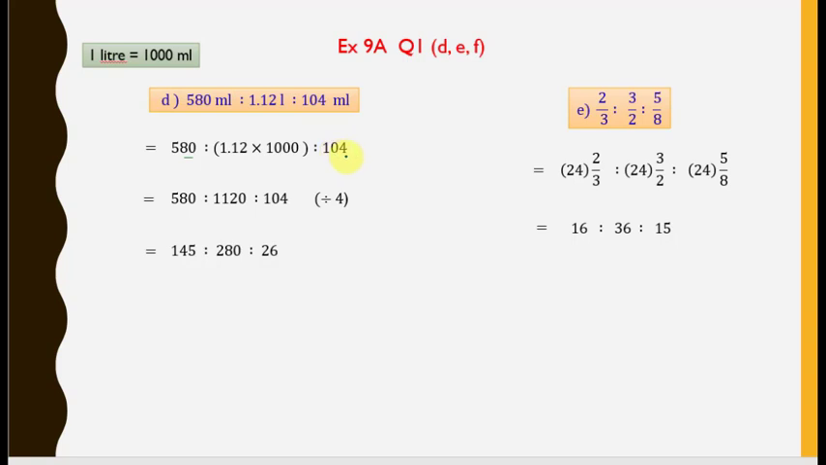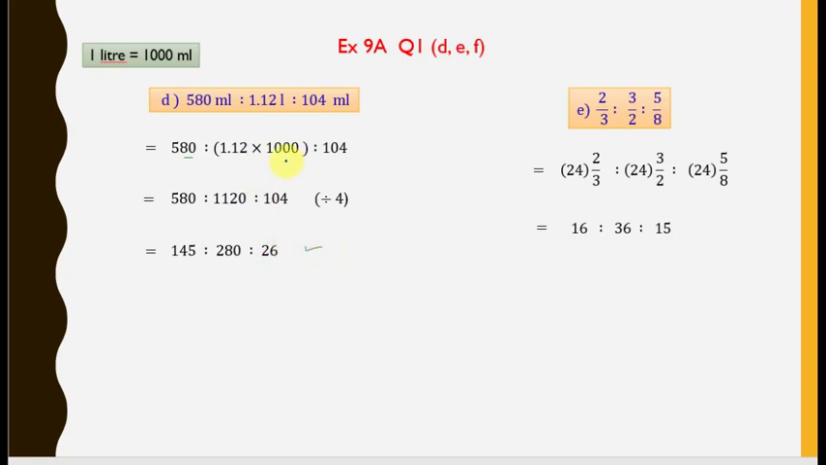Then 104 milliliter. When you multiply 1.12 by 1000, you have 1120. You will write 580 as it is and 104 as it is. Now divide all these values by 4 and you will get this answer. That will be the answer of part D.